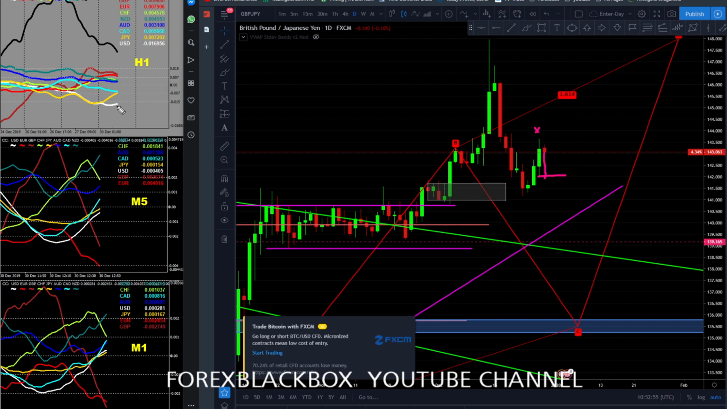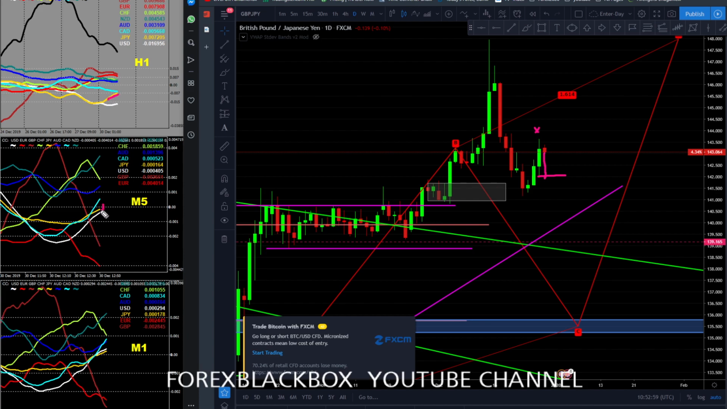And now yen is showing some strength here, and we see it here as well. On the 5 minute it is above euro and above dollar and pound. In 1 minute you can see it as well is paying off here, and we're going up.